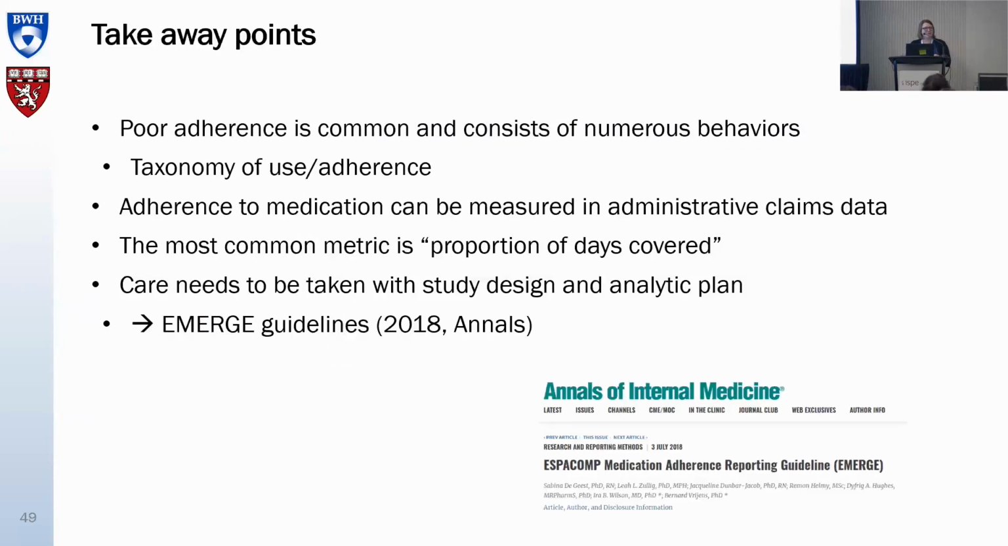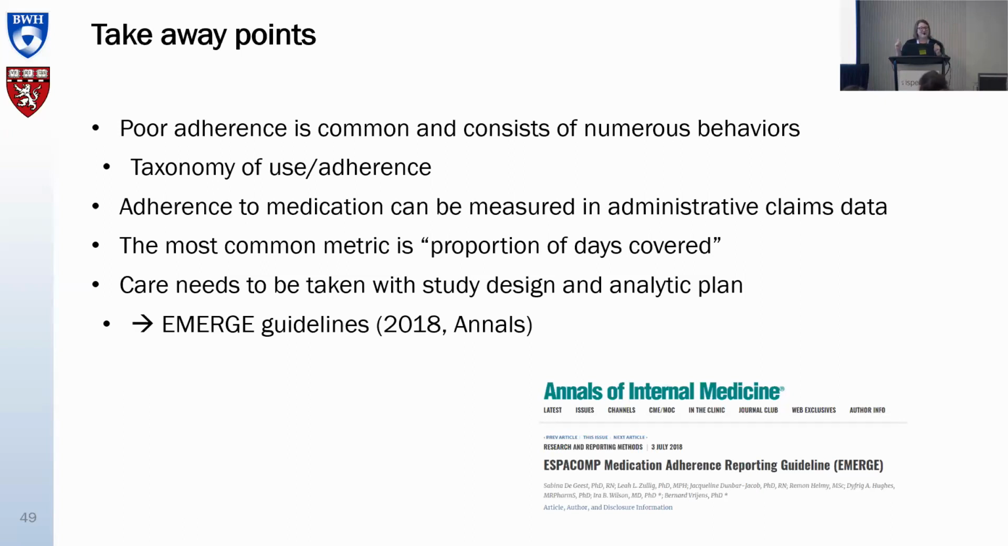But we can talk about more if you're interested. But kind of my takeaway points in summary before we let you head on a break is that there's this taxonomy: initiation, implementation, and persistence. We can measure adherence in claims. We can quibble, but probably the one you'll see the most is proportion days covered, at least here in the US, but medication possession ratio is common. I don't care which one you use. They're often the same and give you similar results.